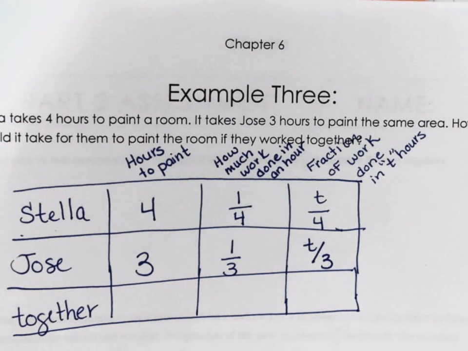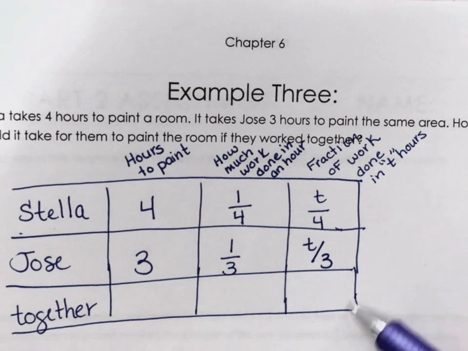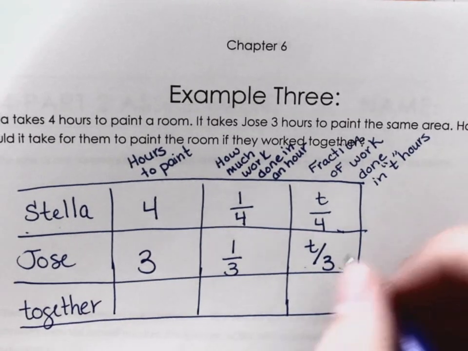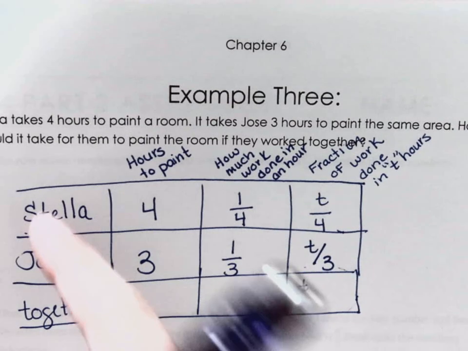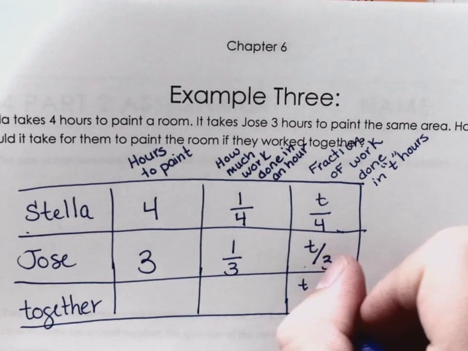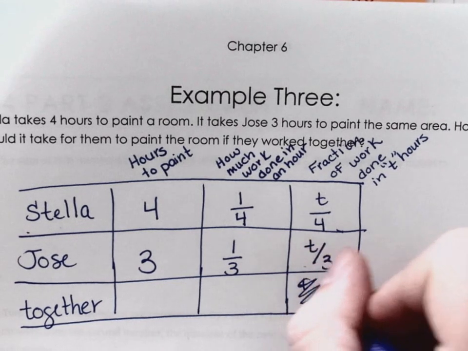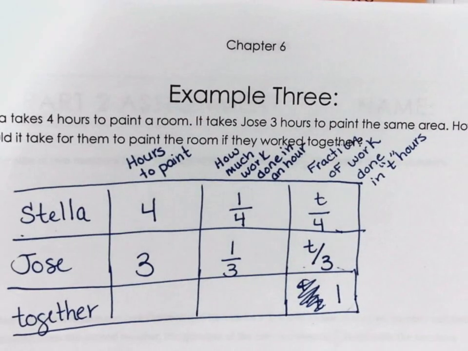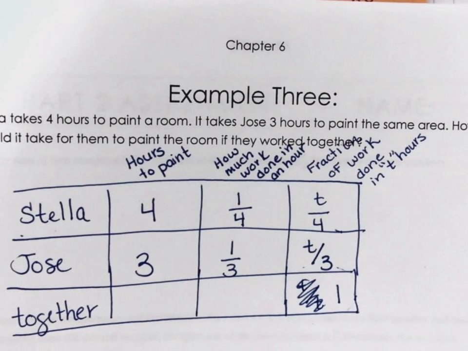So together, how much do they complete? This would be the time that it takes Stella to complete over the total number. So maybe that's not the best way to describe it. One job, it's going to be completed in T hours. So it's going to be equal to 1.